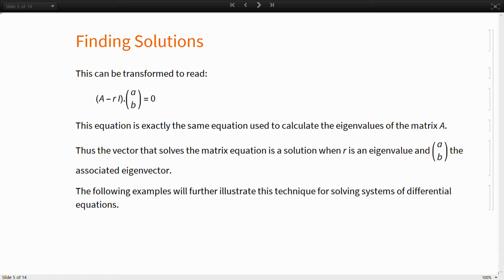The equation we found on the previous slide can be simplified by moving everything over to one side and factoring out the B vector. We can recognize this equation to be exactly the same equation used to calculate the eigenvalues of the matrix A. Therefore, the B vector is the eigenvector, with the constant r being the associated eigenvalue. We will now see how we can apply linear algebra techniques to solve systems of differential equations.